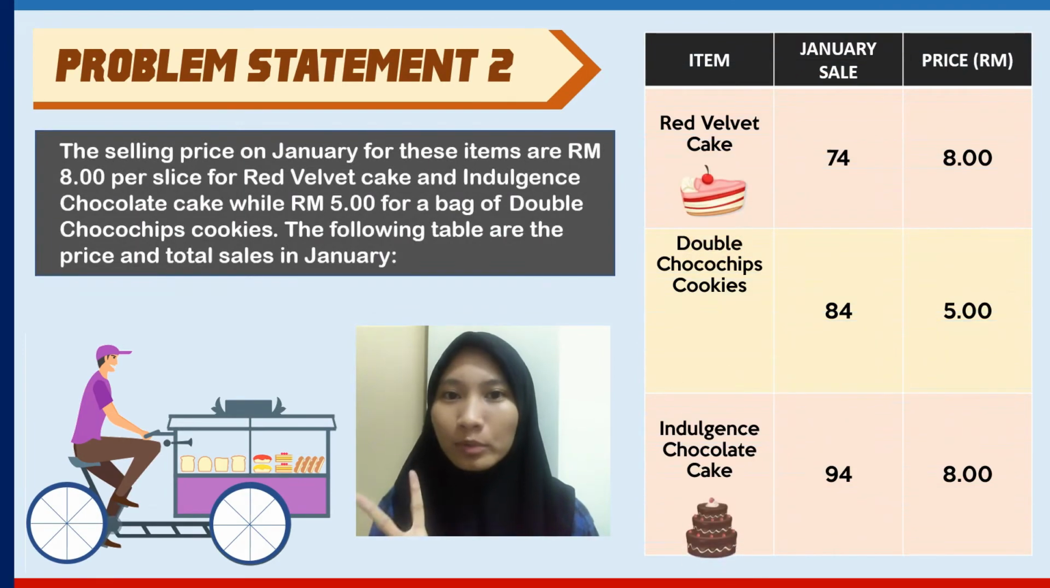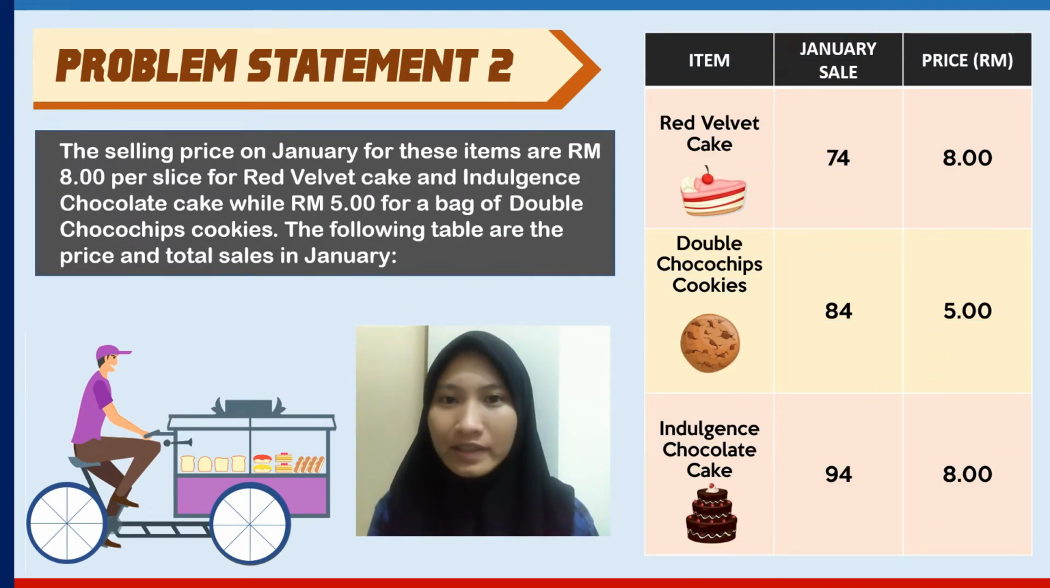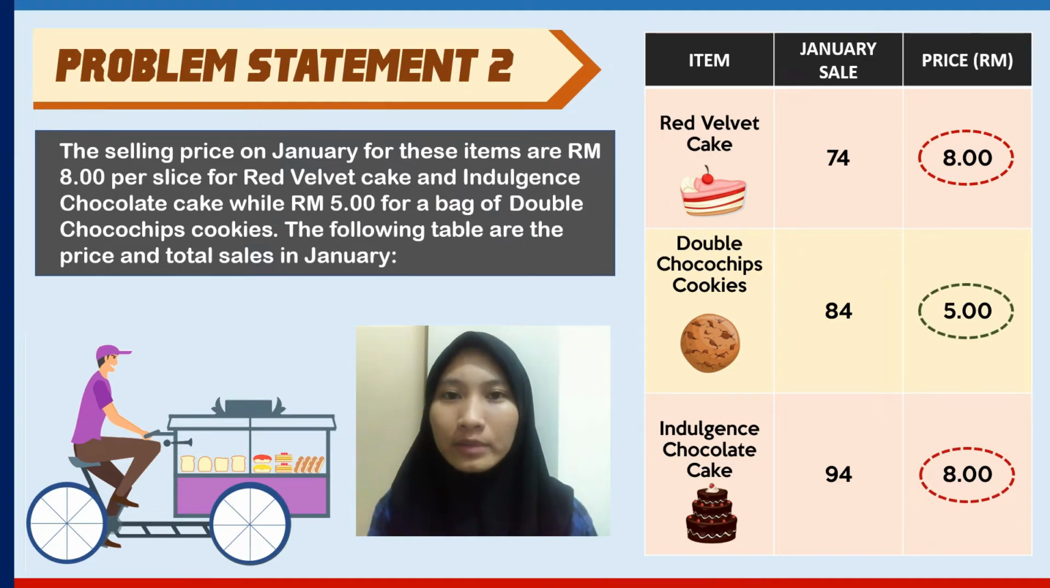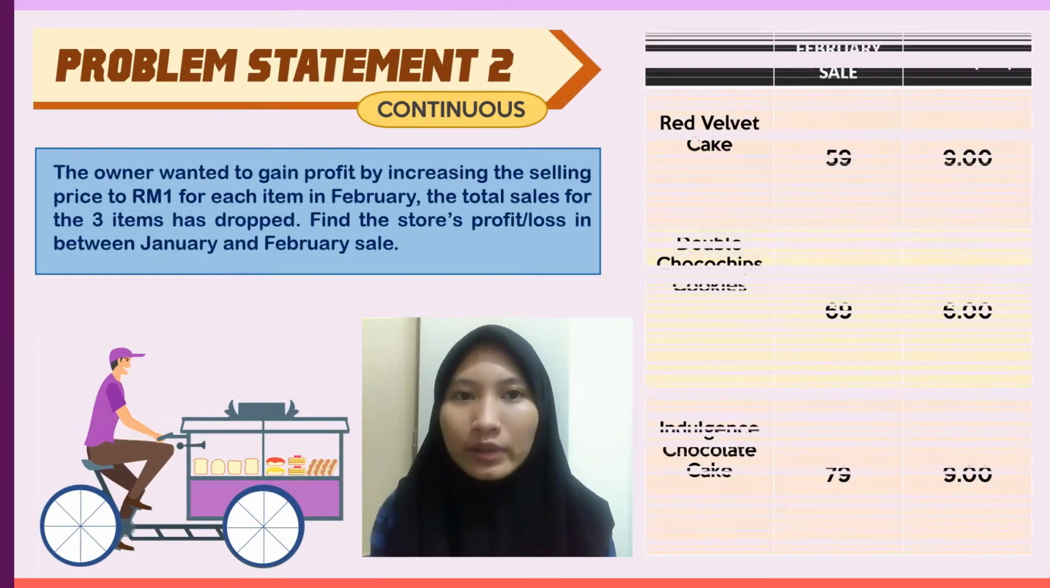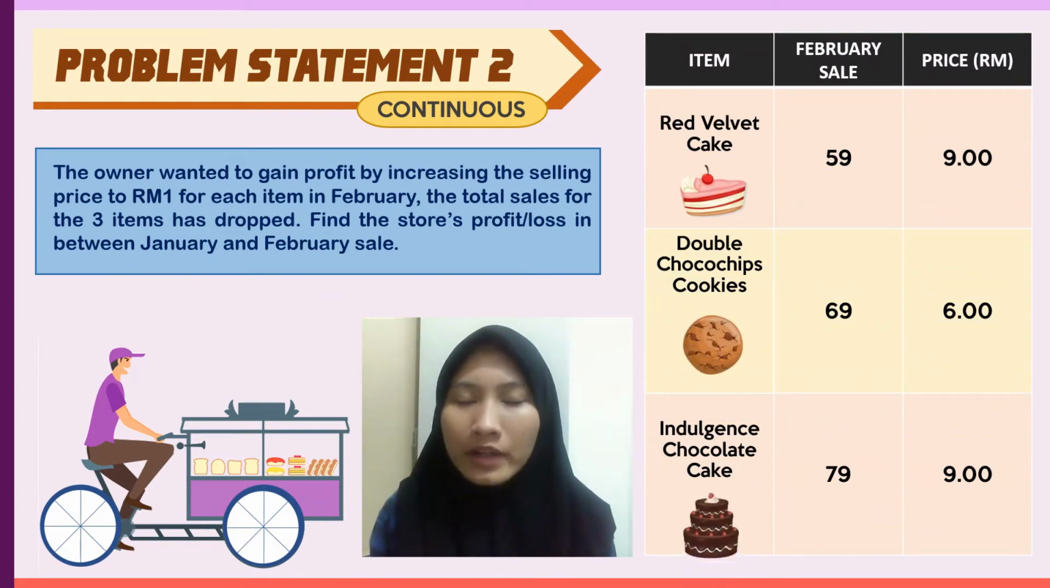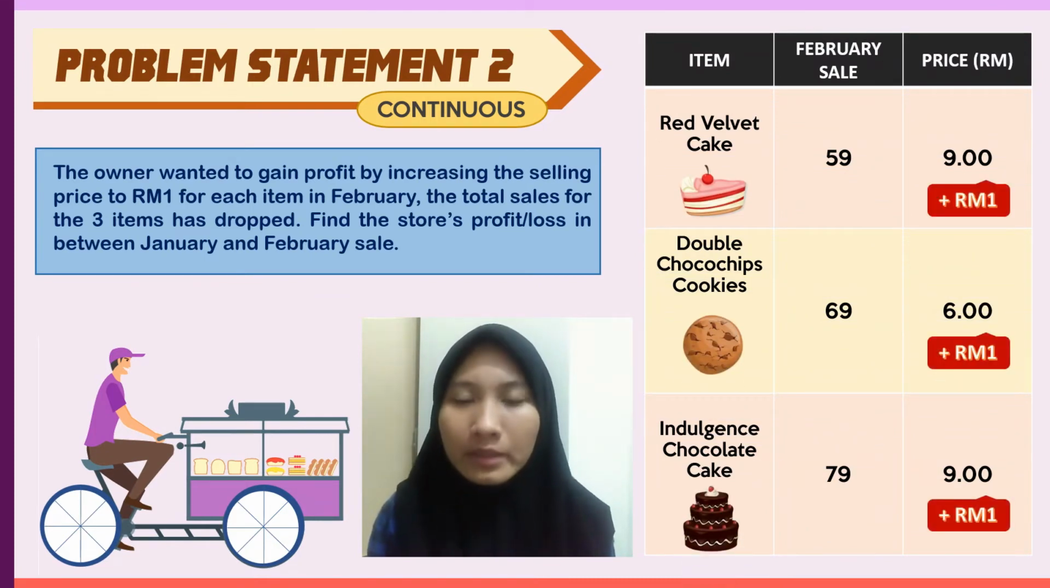Now let's proceed to the second problem statement. Based on the following table, these are the total sales in January for each item with their selling price, which are RM8 for a slice of red velvet and chocolate indulgent cake, while RM5 for a bag of double chocolate chip cookies. So the owner wanted to gain profit by increasing the selling price by RM1 for each of these items in the month of February.